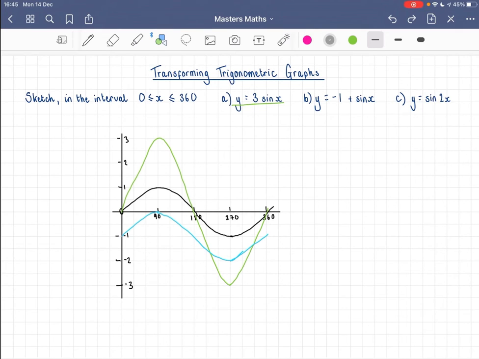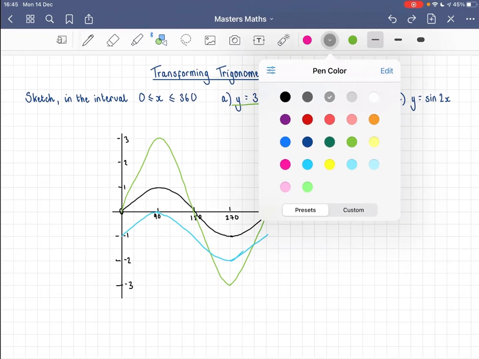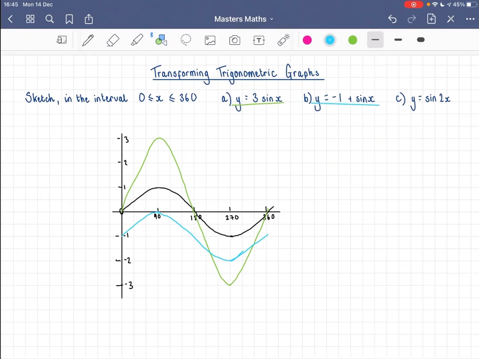And then the final one, so this was the blue line. And then finally, we're going to use the pink to do y equals sin 2x. Now that is directly affecting the x value.